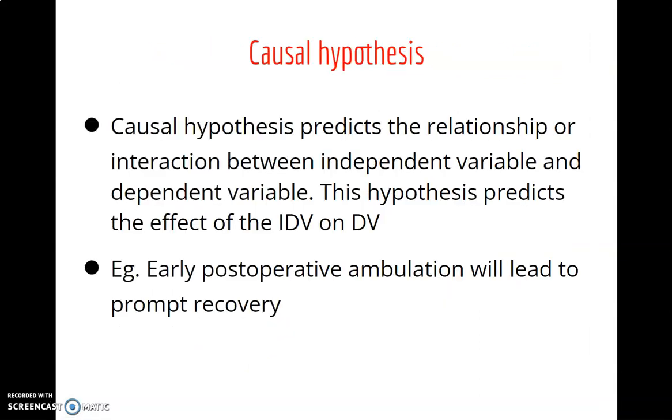The next is causal hypothesis. So causal hypothesis predicts the relationship between independent and dependent variable, especially the cause and the effect. So it predicts a relationship between the cause and the effect. So we call it as hypothesis predicts the effect of the IDV on dependent variable. So it is called causal hypothesis because the relationship exists between the cause, that is the independent, and the dependent variable, which is the effect, is explained here. So early postoperative ambulation will lead to prompt recovery. It is an example of causal hypothesis.